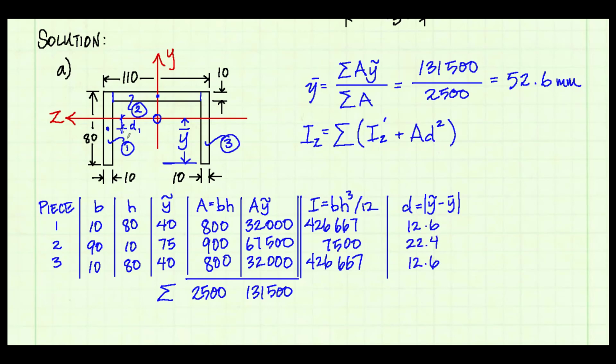So we can see D is just 12.6 millimeters for pieces 1 and 3, and for piece 2 it's a little bit farther from the centroid to the z-axis. It's 22.4. And now for my last column, I'm going to compute the A D squared term for each piece. That'll just be my area times my D squared. Don't forget to square it. It makes a difference.